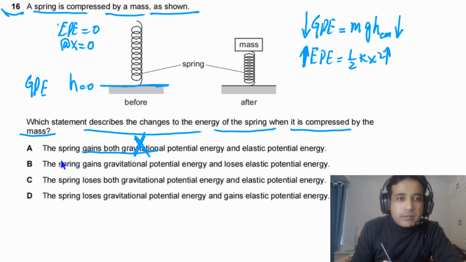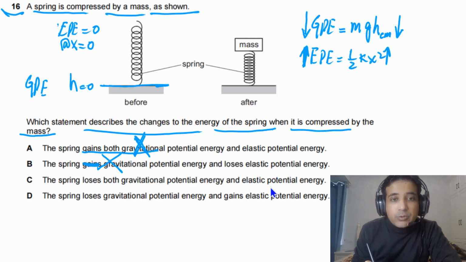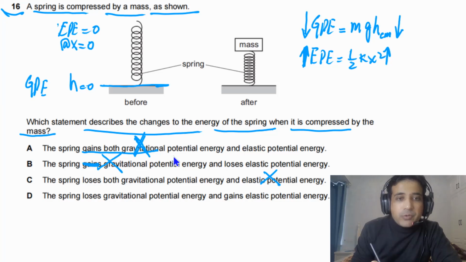For option B, the spring gains gravitational potential energy. This is also wrong, it loses. For option C, the spring loses gravitational potential energy and also loses EPE. This one is wrong, it gains EPE. So C is also wrong. If you look at option D, the spring loses GPE and gains EPE. So this is the right answer.